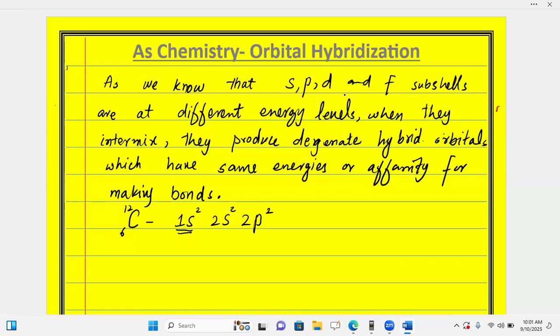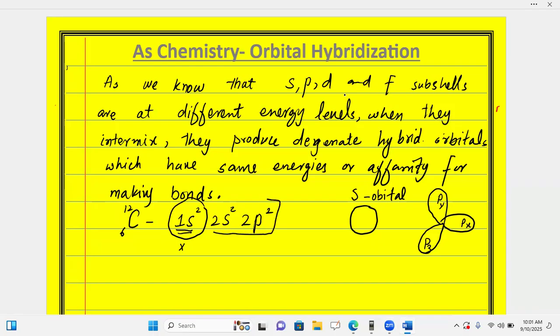Here we know that the s orbital has only a spherical shape, while the p subshell has a dumbbell shape and 3 axis orientations in 3D as px, py, and pz. According to Hund's rule and the Aufbau principle, 1s2 is not going to participate in any type of bonding, but the 4 electrons present in 2s and 2p are going to participate.